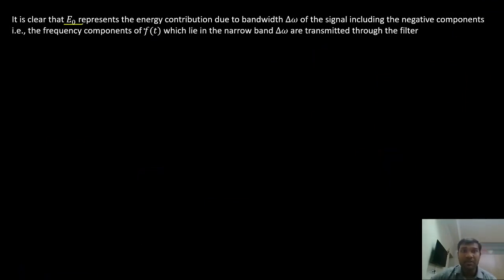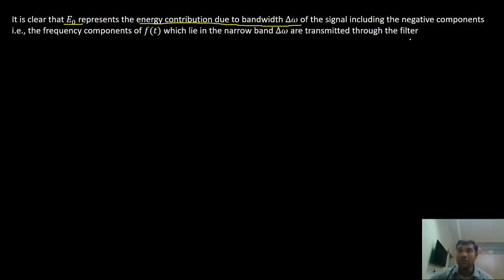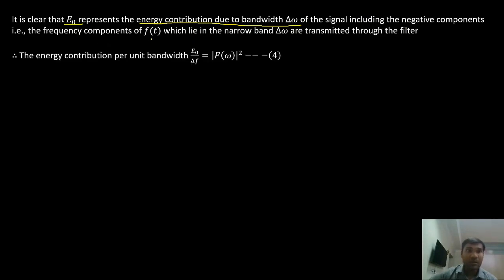It represents the energy contribution due to bandwidth delta omega, right? And this delta omega includes positive frequencies as well as negative frequencies. It includes both positive as well as negative frequencies. Now we had E naught equals mod of f of omega whole square into delta f.